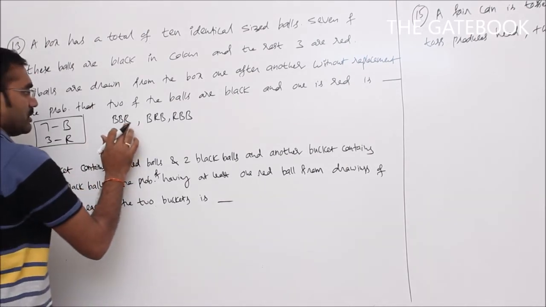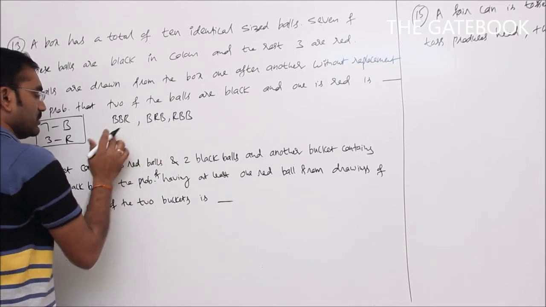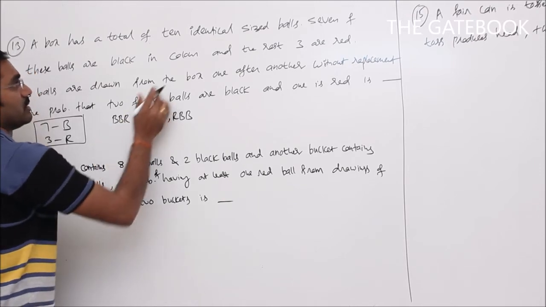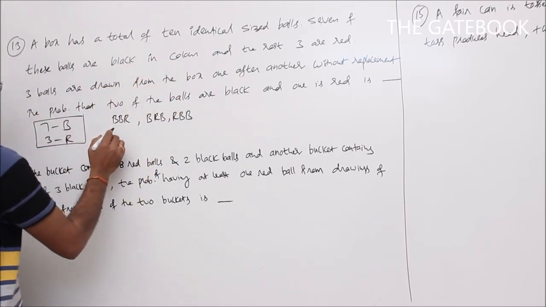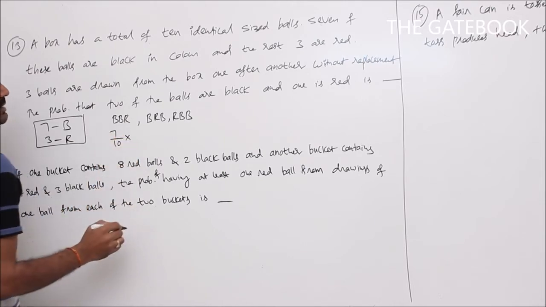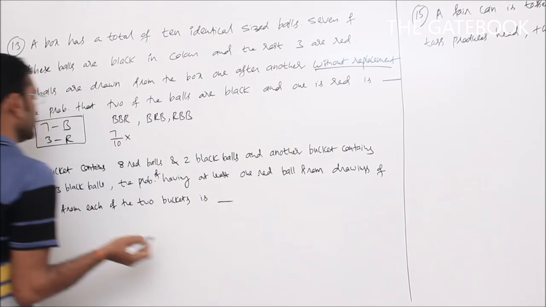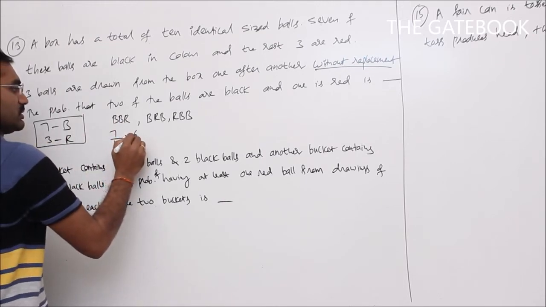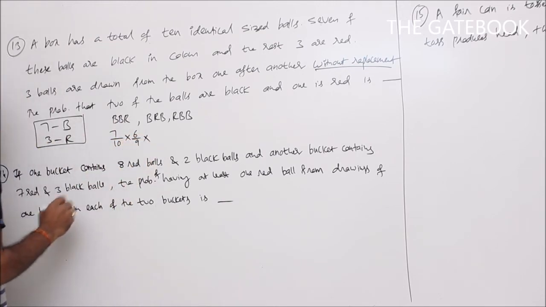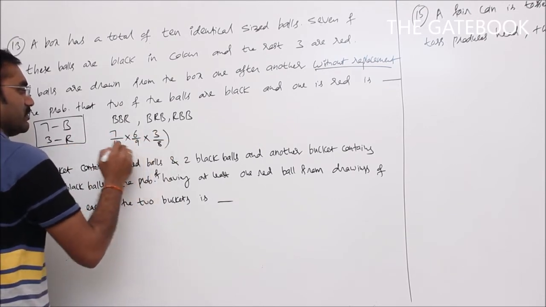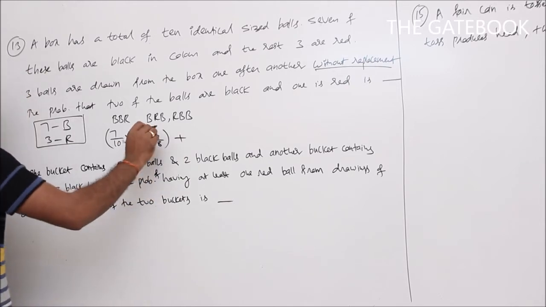So either this one or this one or this one. What is the probability of getting first a black ball? How many black balls are there? 7 black balls are there. So 7 by the total number of balls, 10, into, this is without replacement. Without replacement means after one black ball is drawn, the remaining black balls will be only 6. So 6 by 9 into, next red is 3 by 8 without replacement, plus we will get this combination.